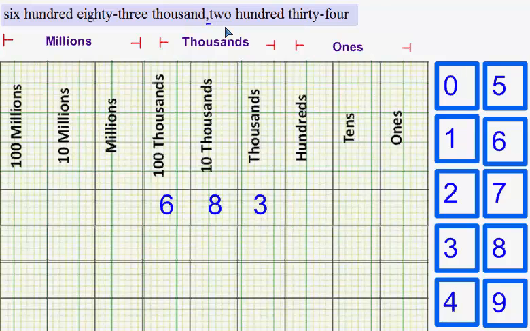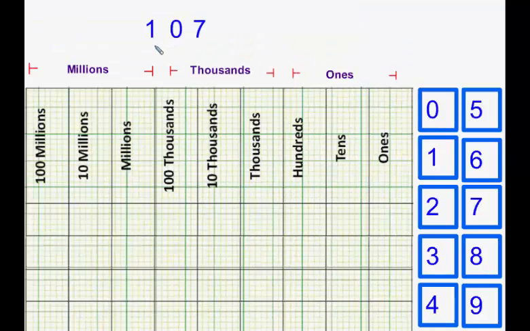So now I need to represent two hundred thirty-four. To represent 200, we will put a 2 in the hundreds column. 34 is represented by putting a 3 in the tens place. That would be 30. And then to get 4, I'll put a 4 in the ones place. Now I have the number 683,234.